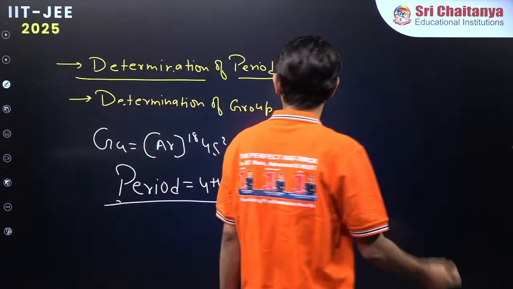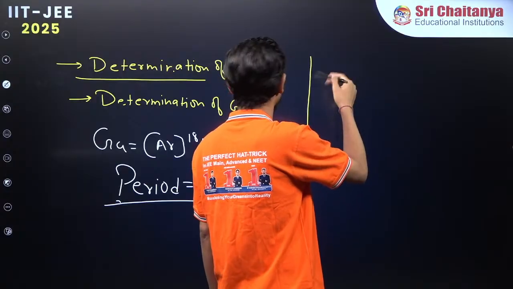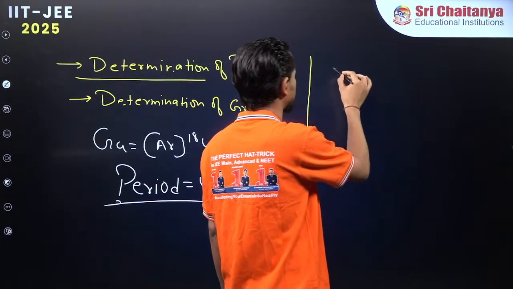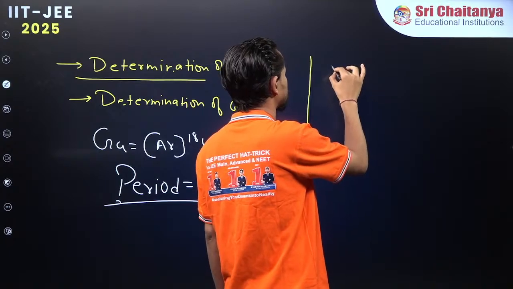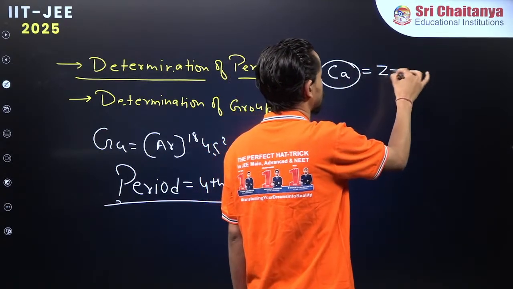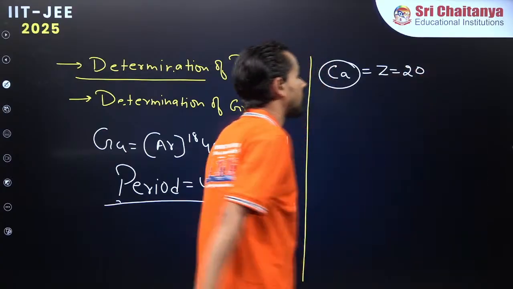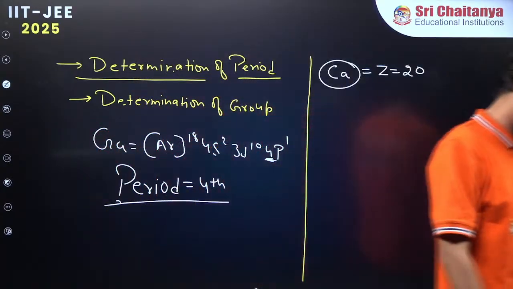Apart from that, let us think about calcium. Calcium, Z is equal to 20. Tell me, what will be its period?